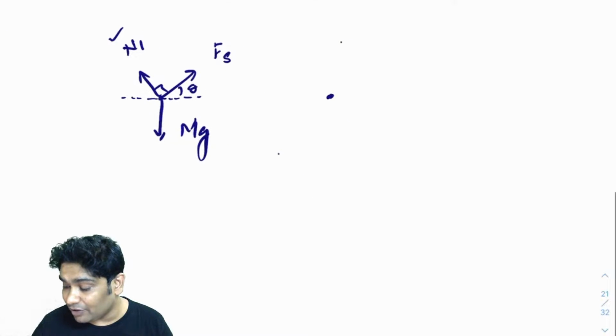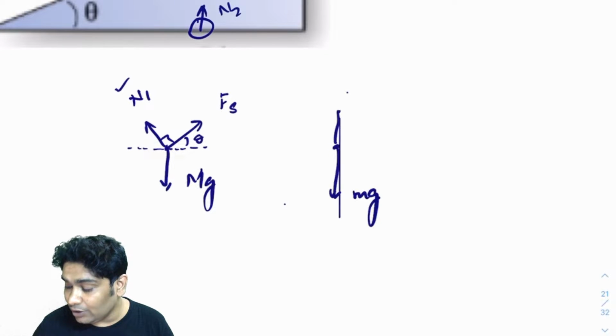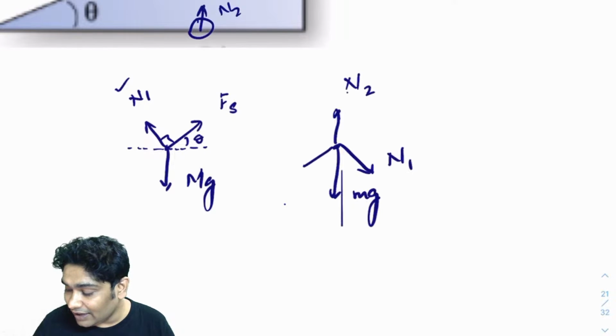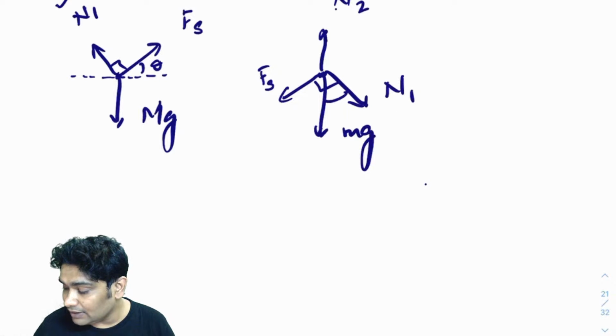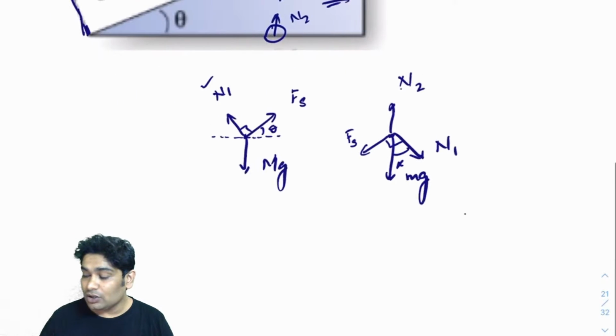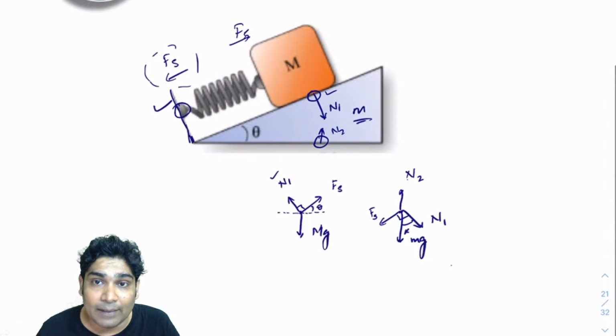So when I'm making the FBD of this, I have small mg, then I have N2, then I have N1, and finally I have the spring force. So obviously this angle would be 90 and this angle would be alpha. You can check that. So this would be the FBD of small m.